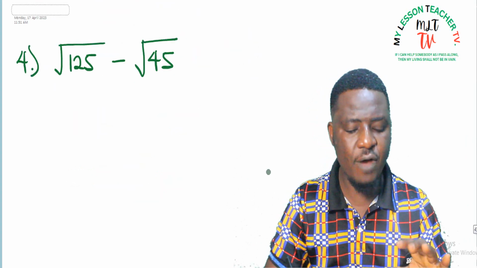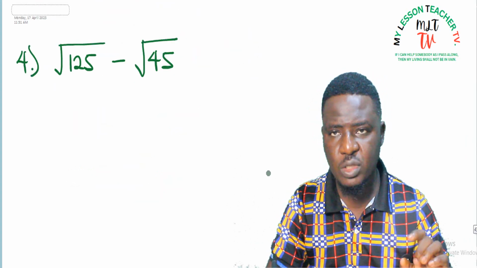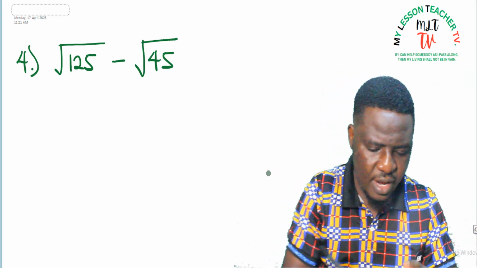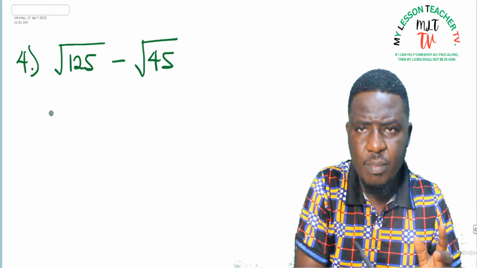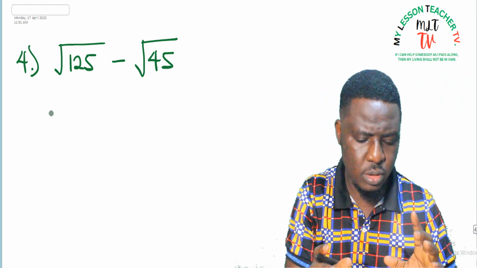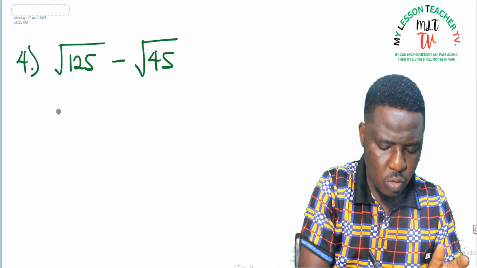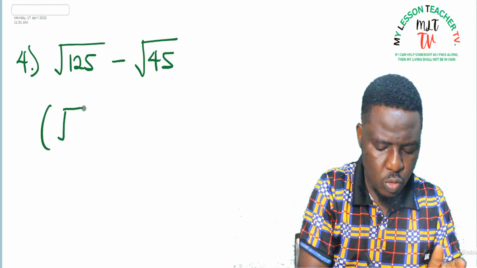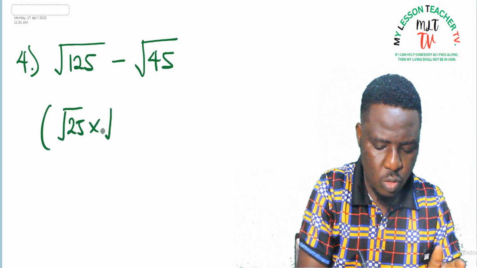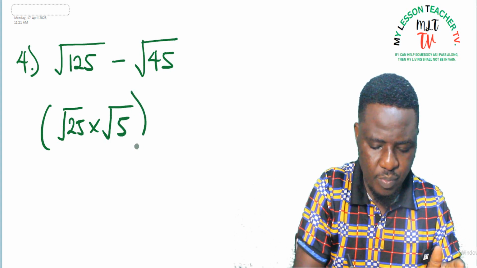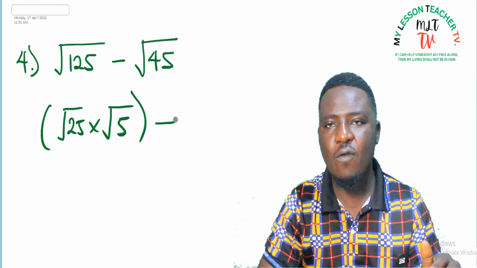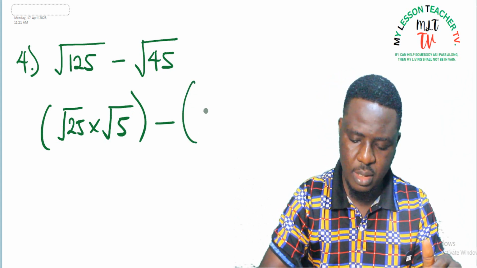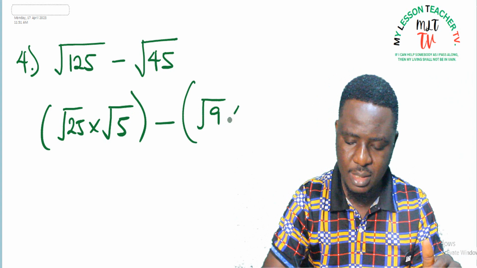Example 4, we have root 125 minus root 45. Simplify root 125. Root 125 can be said to be 5 times 25. So this is equivalent to root 25 times root 5 minus root 45, which can be expressed as root 9 times root 5.